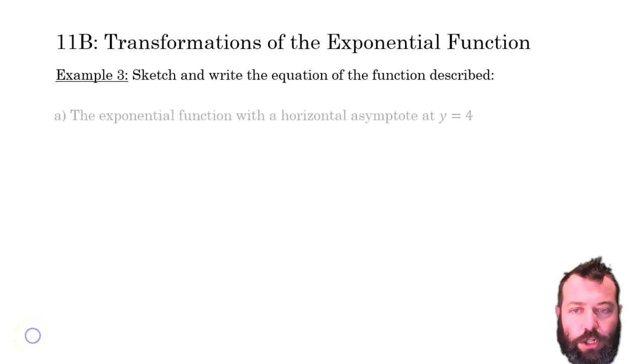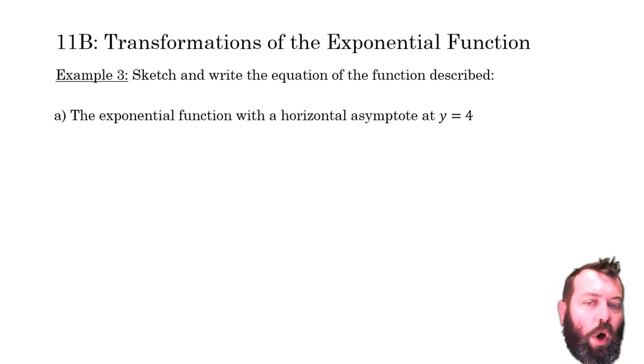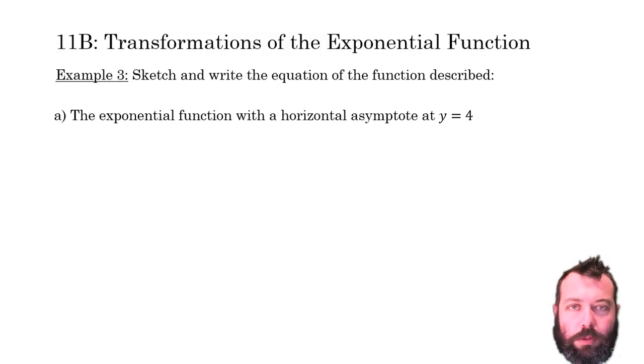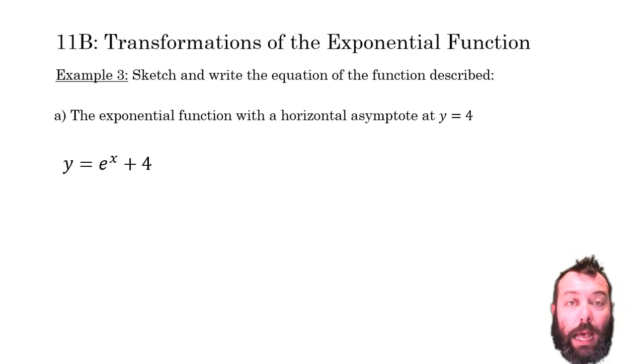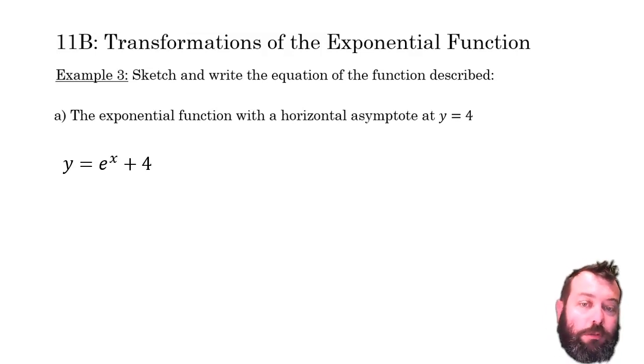Sketch and write the equation of these functions. If I have a horizontal asymptote at y equals 4, I want the standard exponential function, so instead of y equals e to the power of x with a horizontal asymptote of y equals 0, now it's y equals 4. So our function will be y equals e to the x plus 4. This function has been translated up 4 units, so we just add 4 to the function.